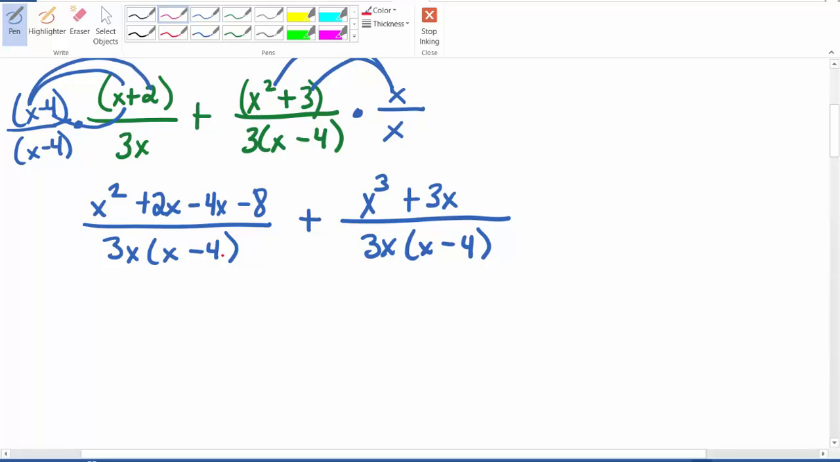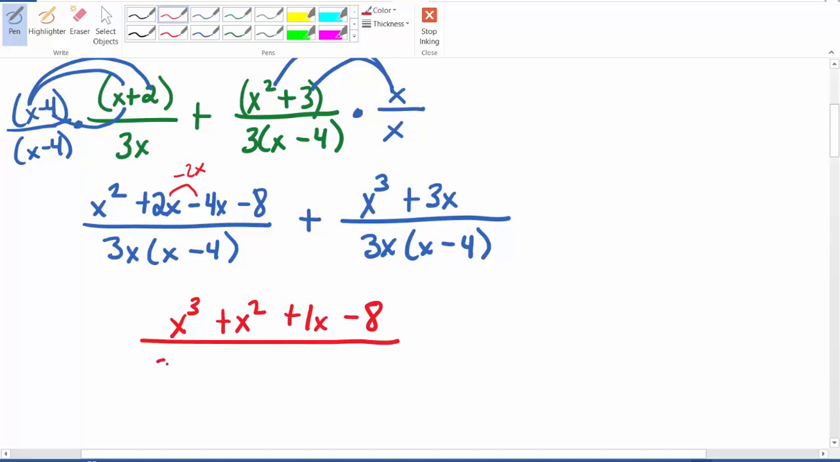Now that we are in a position where they have the exact same bottoms, we can go ahead and combine the tops. So it looks like there's only one x cubed here that nothing can be combined with. We have x squared all by itself as well, so plus x squared. We could have combined these earlier, but we could also just do it right now. We have 2x minus 4x, that's negative 2x. And then we're also adding 3x later on, so that comes out to be plus 1x, or just x. And then minus 8, nothing can be combined with it, all over our 3x times x minus 4.